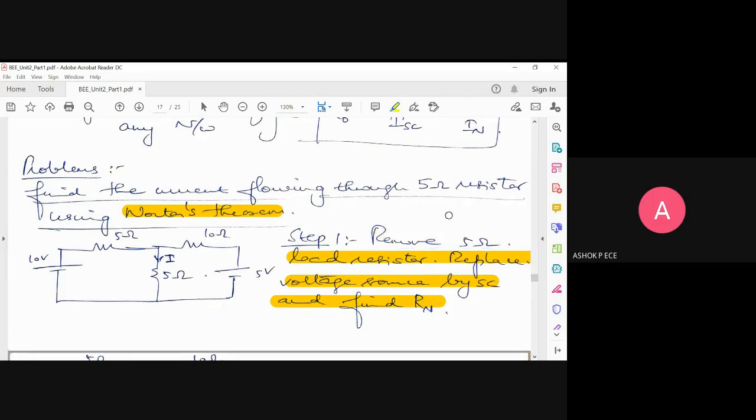Step one. We have been doing this for all the Thevenin's theorem problems, right? Same thing. Voltage source you will be replacing by short, and current source you will be replacing by open. And find Rn, the Norton resistance. Rn is not very different from RTH. Rn and RTH are the same. Only the way of writing is different. Computing Rn or RTH is going to be exactly similar.